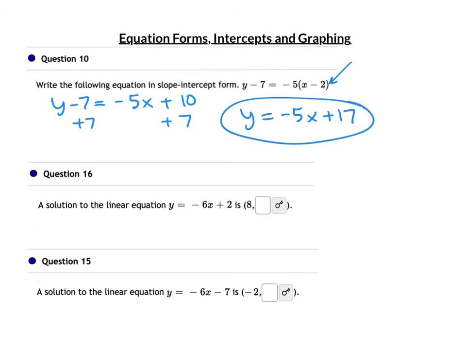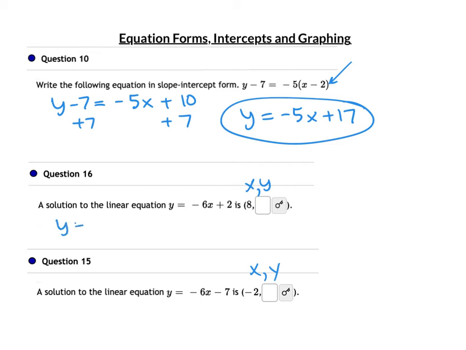Here are a couple of questions for practice. We have an x and we need to find the y. We have an x, we need to find the y. Sometimes you may be given the y and need to find the x. So look at what they give you, plug in that number, and solve for the other number.